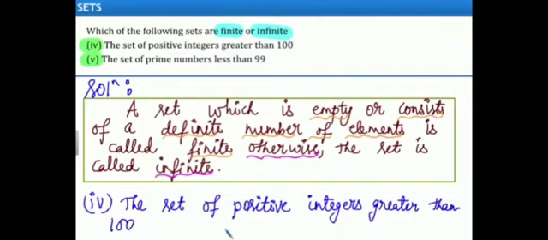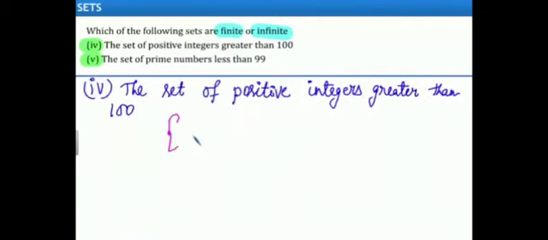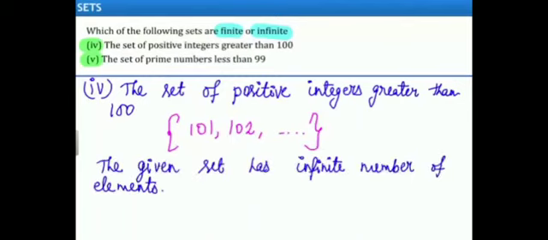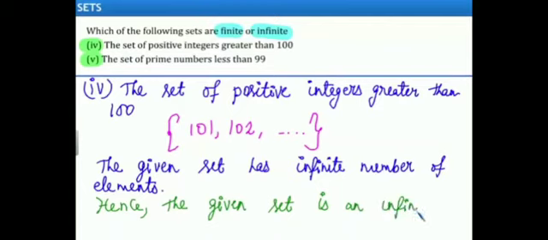Now question number 4. The set of positive integers greater than 100. The set of positive integers greater than 100 is 101, 102 up to infinity. So that means the given set has an infinite number of elements. Hence the given set is an infinite set.